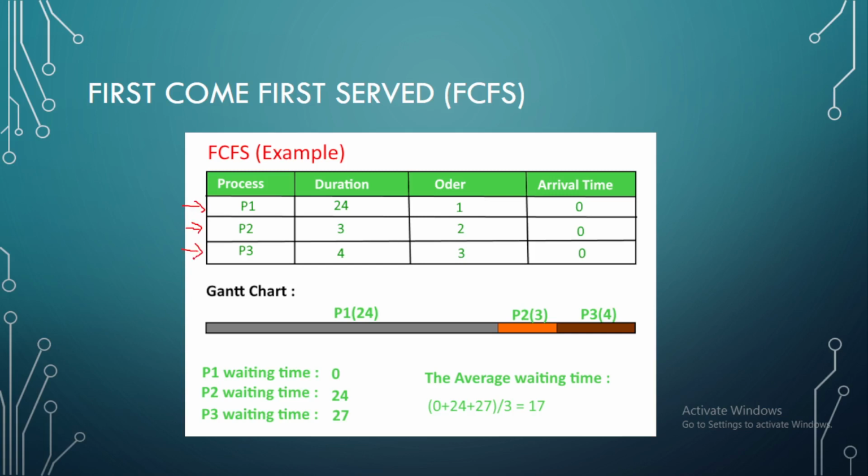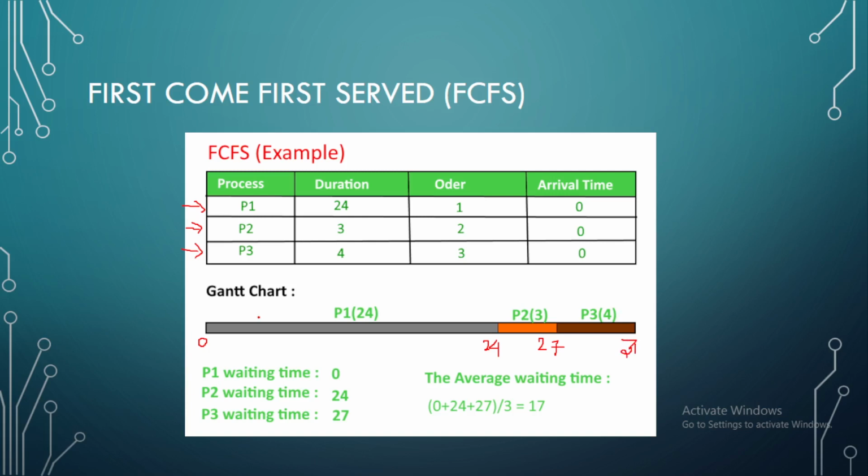In order to find the waiting time of each process, we have to build a Gantt chart. This is a Gantt chart, just a diagram to help find the average waiting time. We start at the 0th second. Process 1 comes first, and it executes for 24 nanoseconds. Then process 2 comes and runs for 3 nanoseconds. So 24 plus 3, 27. Then process 3 starts its execution, 27 plus 4, 31. Now this is the Gantt chart.